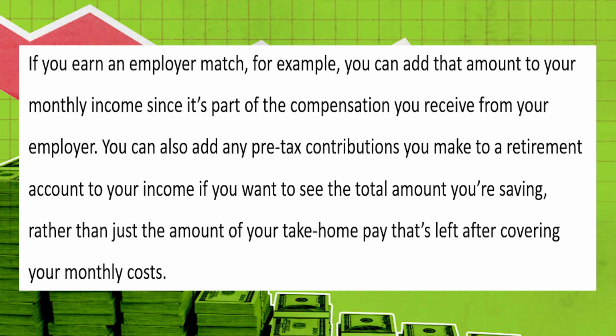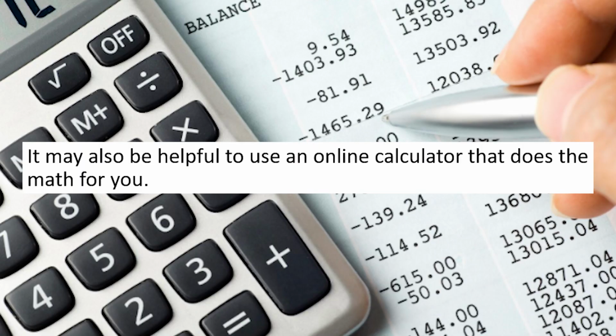If you earn an employer match, for example, you can add the amount to your monthly income, since it's part of the compensation you receive from your employer. You can also add any pre-tax contribution you make to a retirement account to your income if you want to see the total amount you are saving, rather than just the amount of your take-home pay that's left after covering your monthly costs. It may also be helpful to use an online calculator that does the math for you.